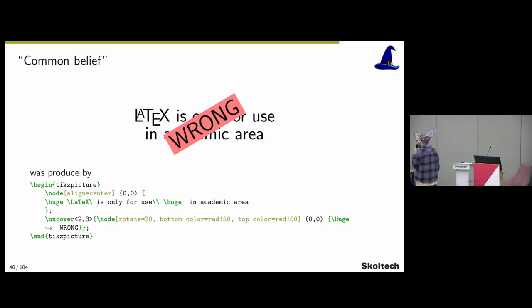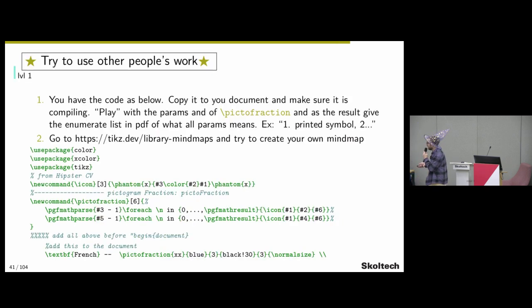And the two tasks for you for now... So I need to clarify this task because it's not really understandable from the slide. Level 1 has two subtasks. Firstly, you have such kind of code, and Peter sent these slides for you. Well, it's not the whole code: there is code from the preamble, and there is code you need to put after begin document, as it's mentioned in the commentary.